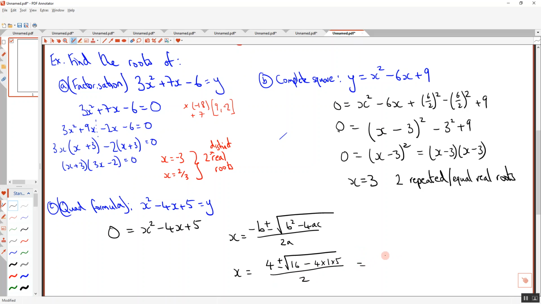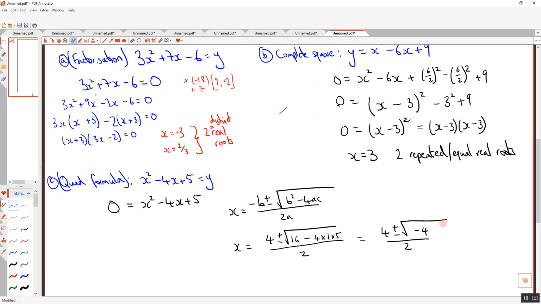I got it down to 4 plus or minus the square root of negative 4, because 16 minus 20, which is 4 times 5, over 2. And that's as far as I got. Good. Why is that as far as you got? Because you can't take the square root of a negative number. Good.